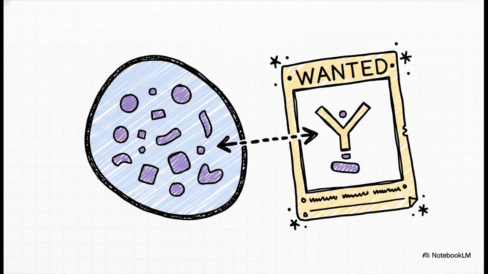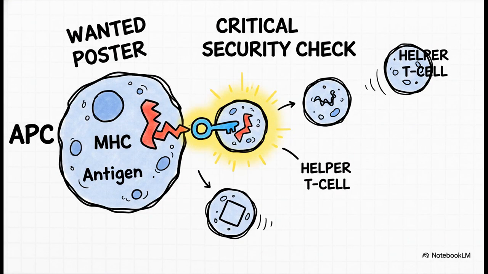Now here's where things get really clever. The APC doesn't just destroy the invader and forget about it. No, it breaks it into pieces, takes one of those pieces and displays it on its outer surface using a special molecule called an MHC protein. This is basically the immune system's version of creating a wanted poster for everyone else to see. That wanted poster is now shown to another key player, the helper T cell. And this is where that incredible specificity comes in again.